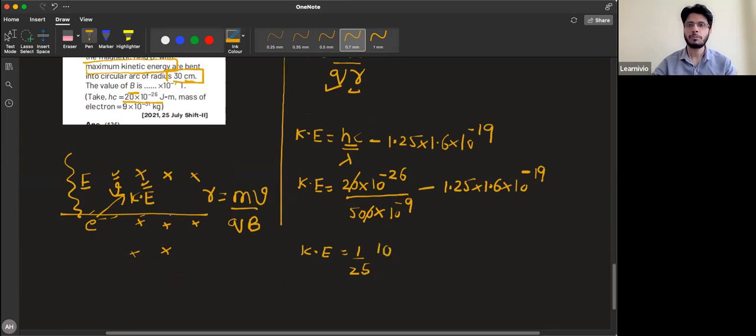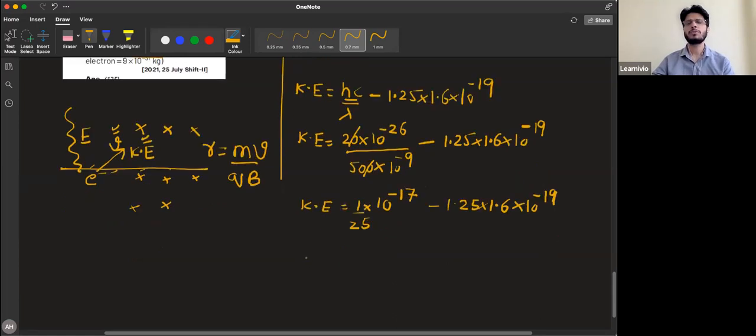10 raised to the power minus 26 plus 9, it's minus 17. Minus 1.25 into 1.6 into 10 raised to the power minus 19. Now let's solve it. 1 by 25, how much is 1 by 25? It's 0.04, right? 1 by 25 is 0.04 into 10 raised to the power minus 17, minus this stuff, 1.25 into 1.6.